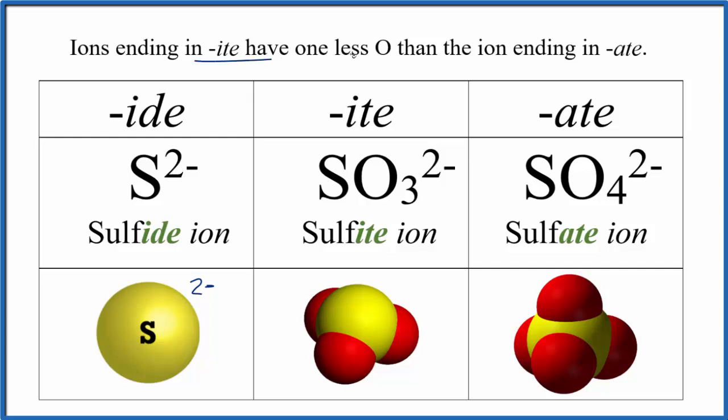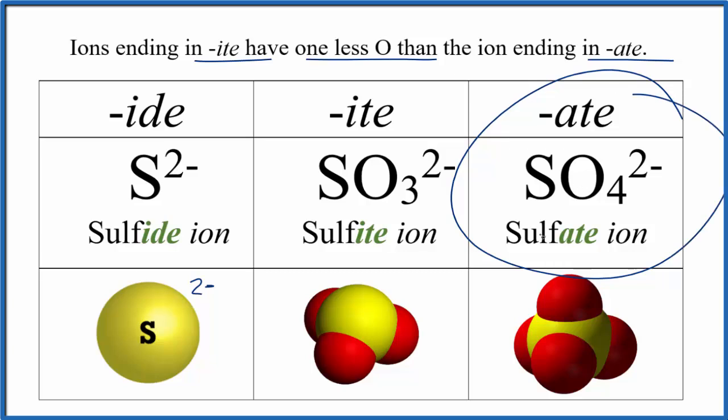For sulfite, we'll have one less oxygen than ate. Think of it as sulfate is greater, it's larger. So instead of SO4 2-, the sulfite ion will be SO3 2-. So we just have one less oxygen. This rule also works for other polyatomic ions like nitrate and nitrite, or phosphate and phosphite. As long as you know the ate, you can figure out the ite. It just has one less oxygen.